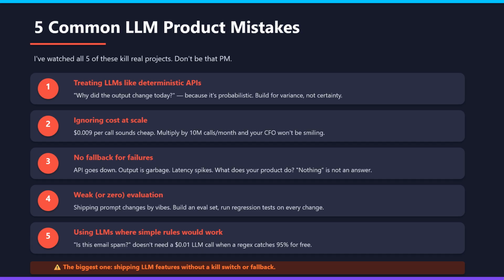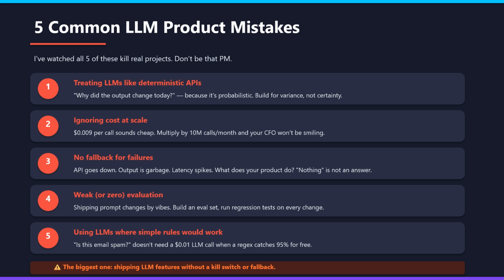Mistake four: weak or zero evaluation, shipping prompt changes by vibes. Build an eval set, run regression tests on every change. If you can't prove the new prompt is better, don't ship it at all.